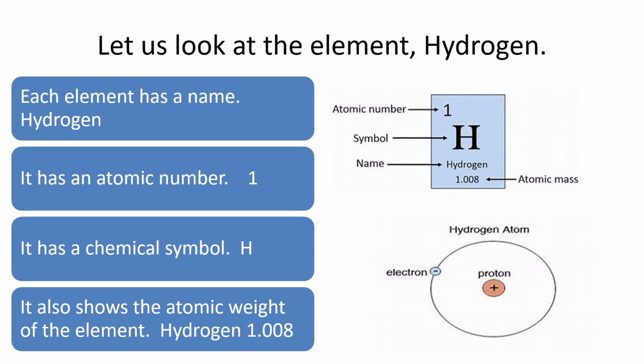Now let us look at the element hydrogen. Each element has a name. So here we are looking at hydrogen. It has an atomic number. The atomic number of hydrogen is 1. It has a chemical symbol, which is H in the case of hydrogen. It also shows the atomic weight of the element. And for hydrogen, the atomic weight is 1.008.